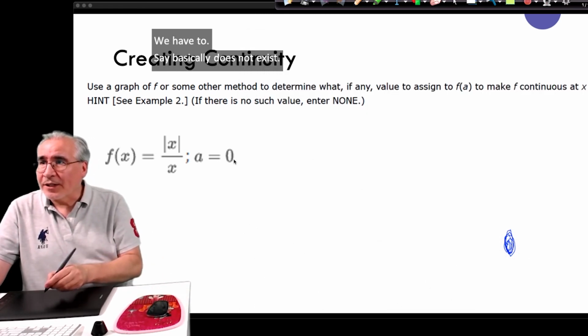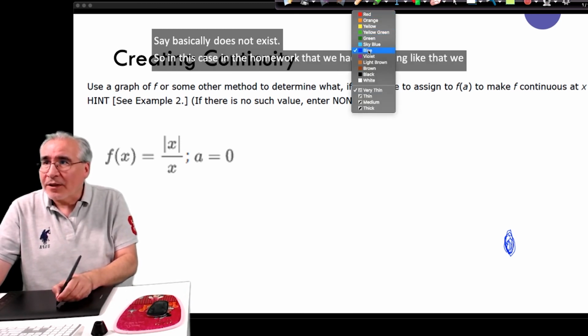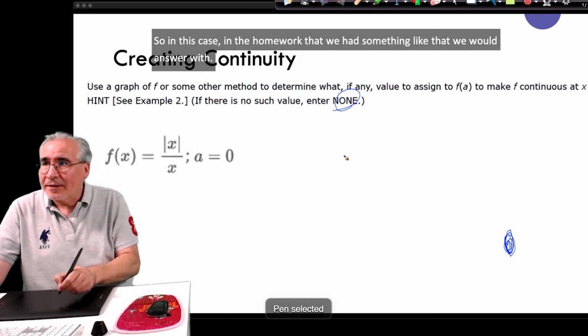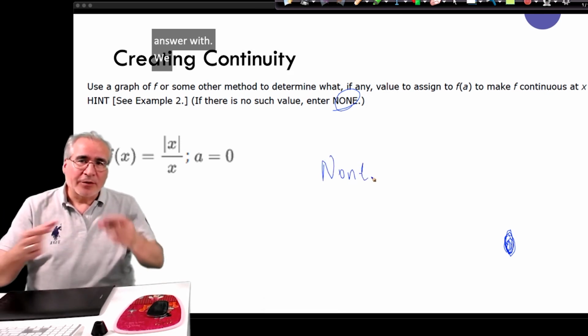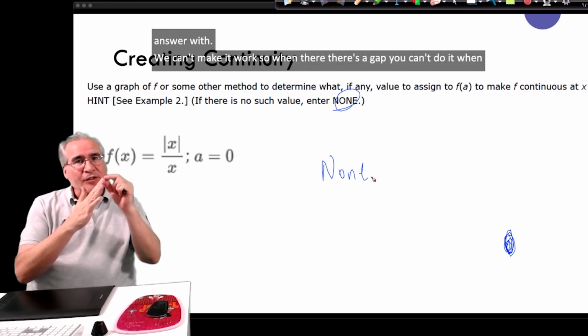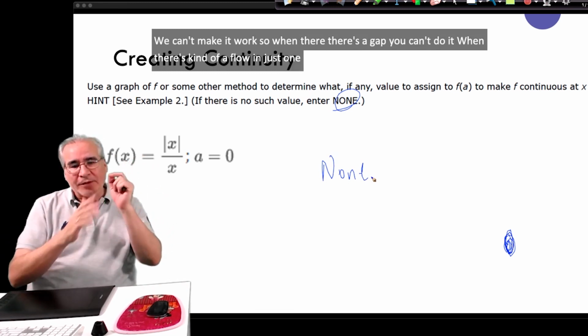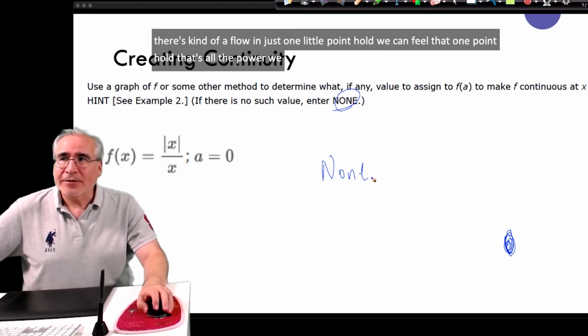In the homework, if we had something like that, we would answer with none. We can't make it work. So when there's a gap, you can't do it. When there's a flow and just a one point hole, we can fill that one point hole. But that's all the power we have, nothing else.